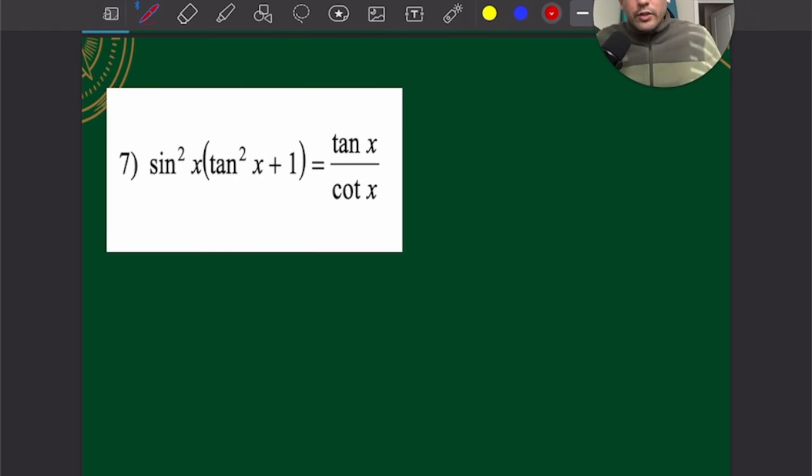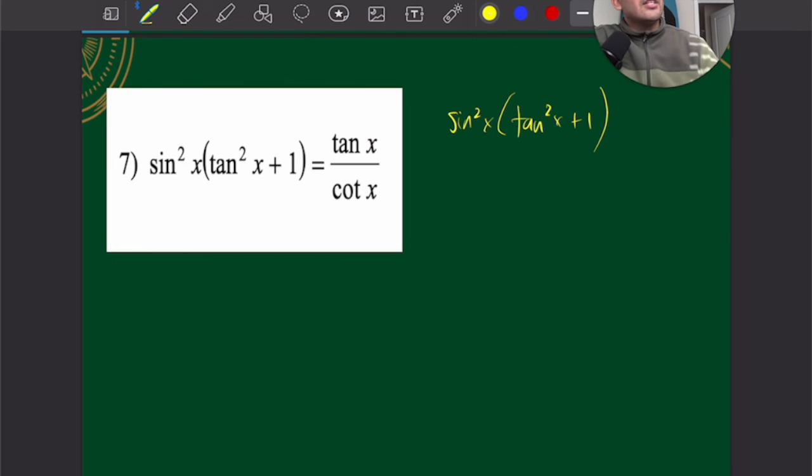And whenever you want to prove an identity, you want to look for the side that looks the most complicated. In this case, it looks like the left side is the most complicated. So I'm going to go ahead and simplify that, and then hopefully I'm going to make it look like the right side. Okay, so I'm just working with sine squared x times tan squared x plus 1.